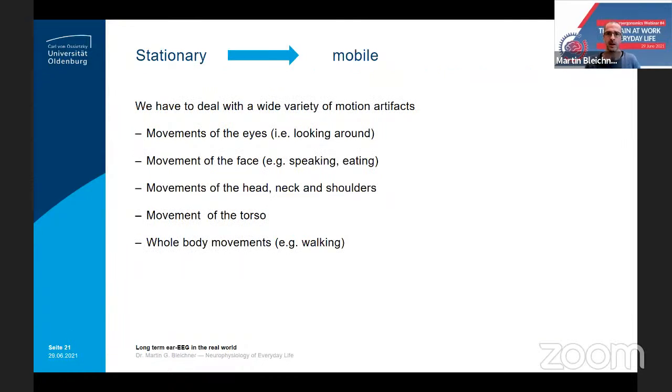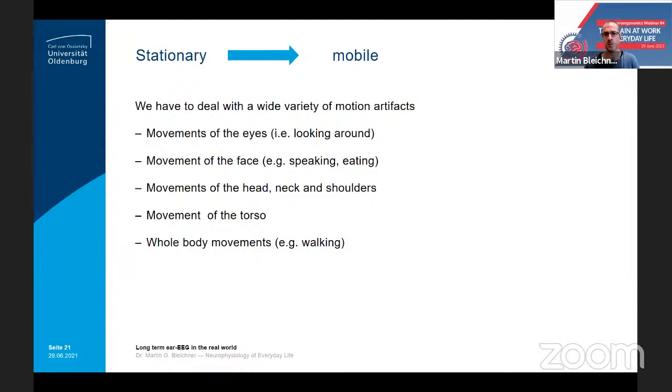When we leave the lab, we have to deal with a wide variety of motion artifacts from different movements. People move their eyes, their face muscles while speaking or eating. They move their head, the neck, the shoulders, and their torso, and walk around. All these movements can occur in isolation or in all kinds of different combinations.